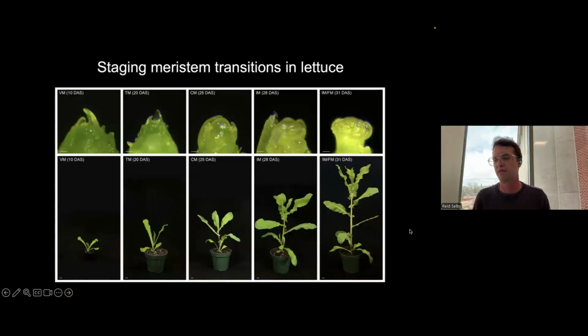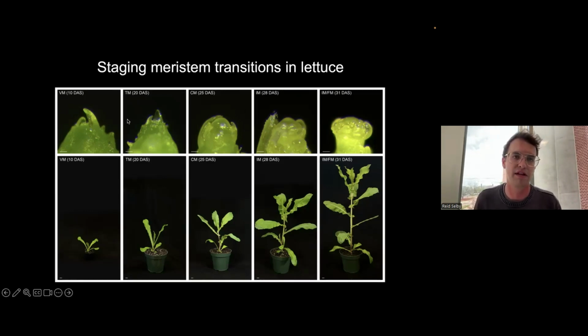All right, now that we have a reference genome, we can turn to transcriptomics across each of these stages to better understand how capitulum development is happening from a gene expression point of view. And to do this, I staged some discrete stages of meristems as we transition from vegetative to reproductive growth.